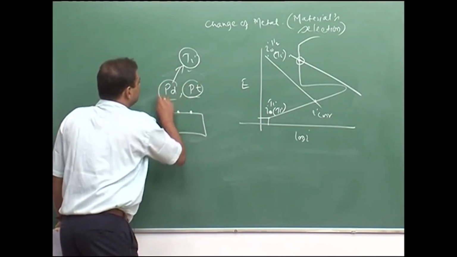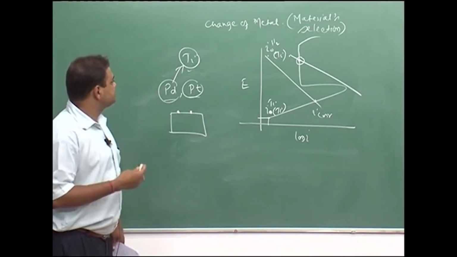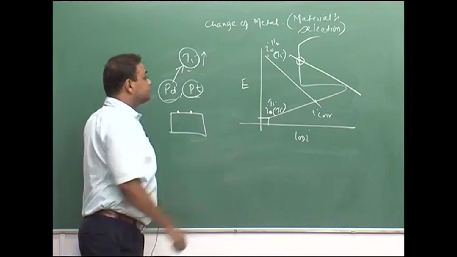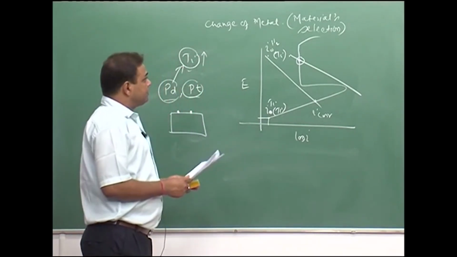So, this alloying of titanium with palladium and platinum can improve the corrosion resistance of titanium. So, the corrosion resistance of titanium increases. So, this is another example.